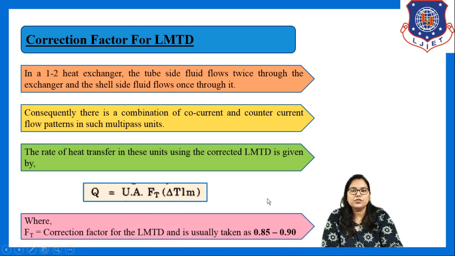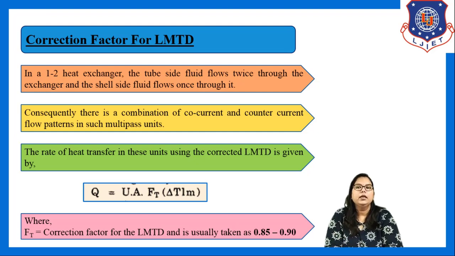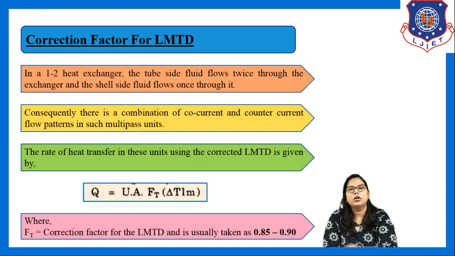And what is this FT? FT is the correction factor for log mean temperature difference, and the value of that is usually taken as 0.85 to 0.9. So that is about the correction factor for LMTD.